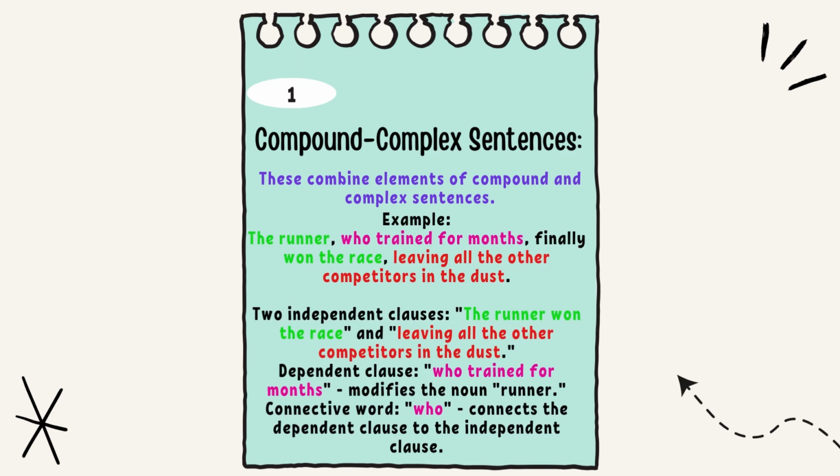So we have 2 independent clauses: the runner won the race, and leaving all the other competitors in the dust. Dependent clause: who trained for months, modifies the noun runner. Connective word: who, connects the dependent clause to the independent clause.